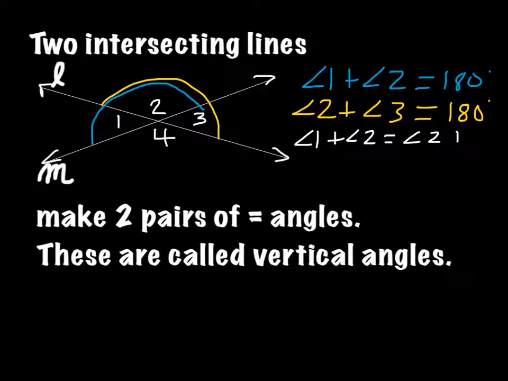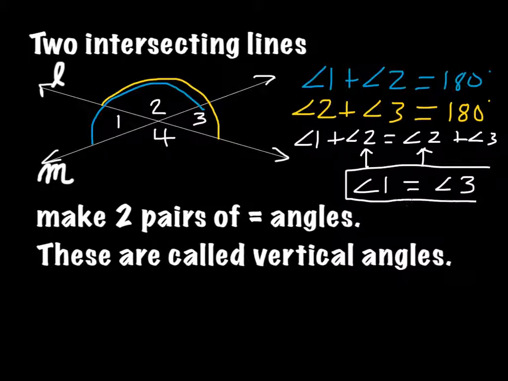And you can see by doing this move, I have angle 2 on both sides of this equation. I could subtract away that angle 2 from both sides, which proves that vertical angles are congruent. So angle 1 would have to be the same size as angle 3. And that is the proof of why two vertical angles are always equal.